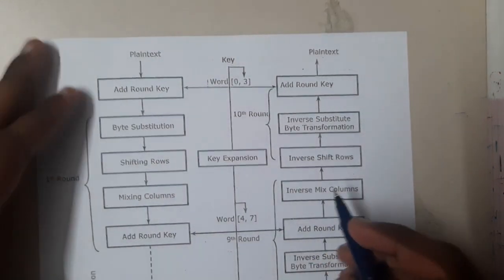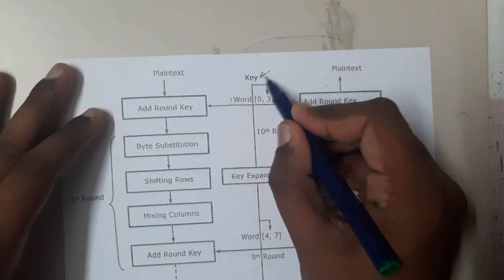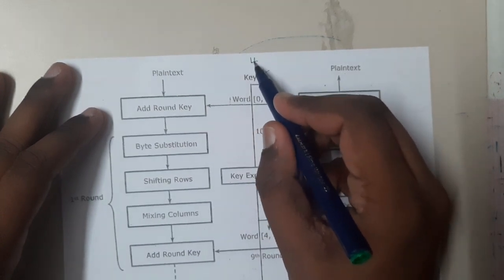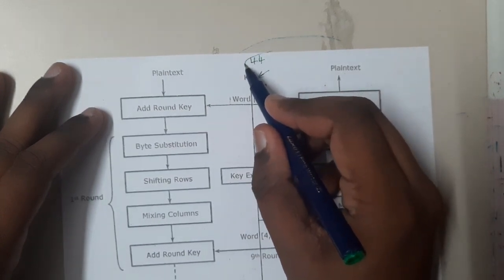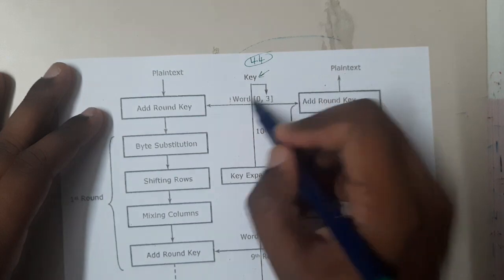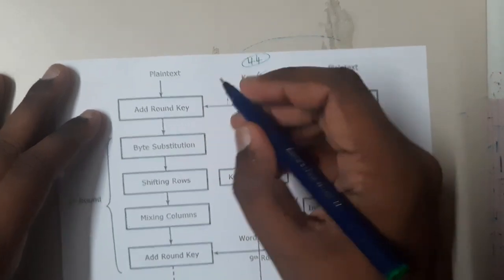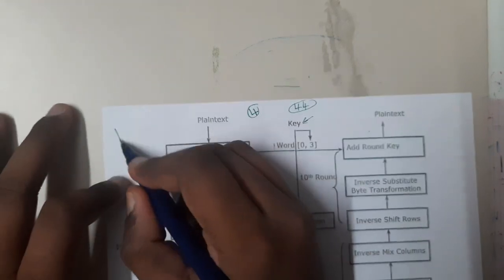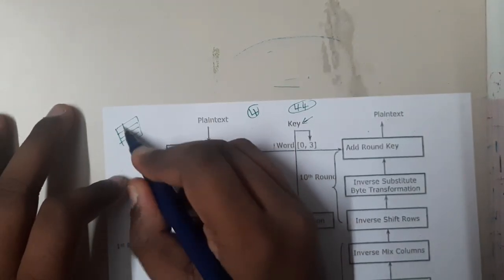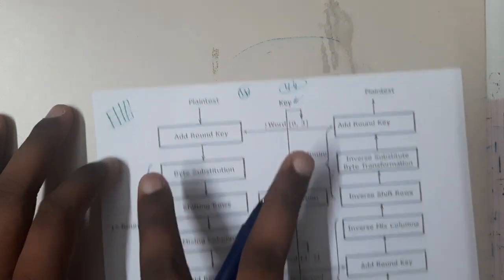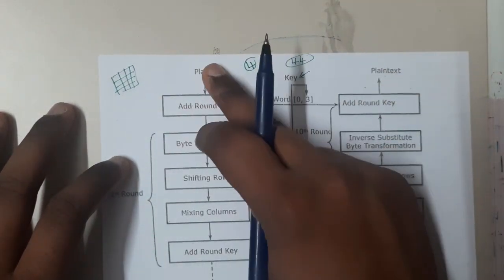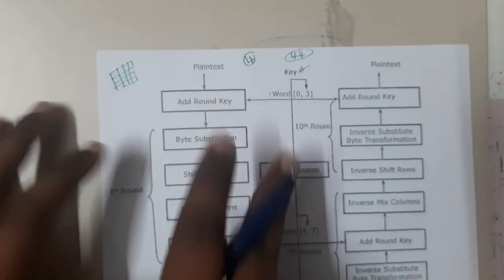Here is our key. Remember that initially the key will be converted into 44 words, guys. At each round we will be using 4 words, because here also we are having 16, that is 4 cross 4, right? To keep both of them equal, from here also we'll be taking 4 words, and from here also we'll be taking 4 words, and we will be performing the operations, guys.